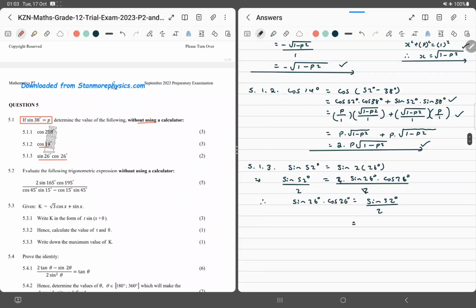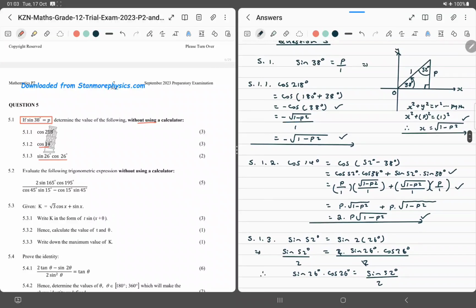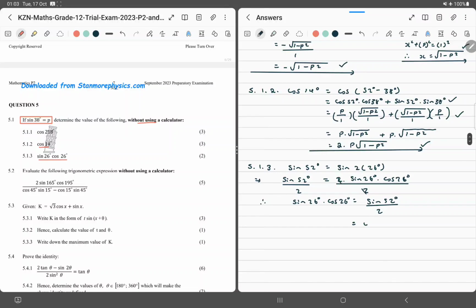Now let's deal with this one. So sine of 52, we can see it's going to be opposite over our hypotenuse, which is basically this 1 minus p squared, essentially over 2. That's it. Okay, that was also a bit of a silly question.